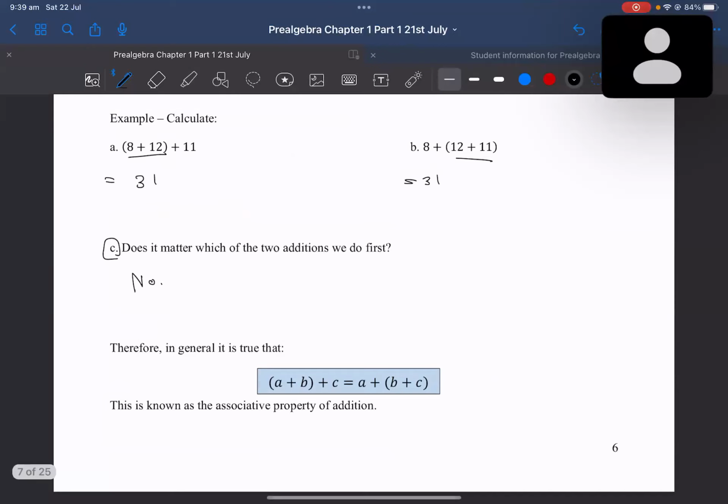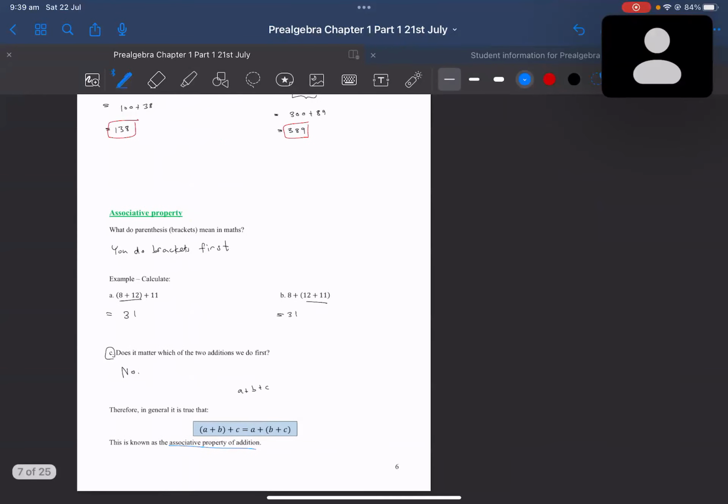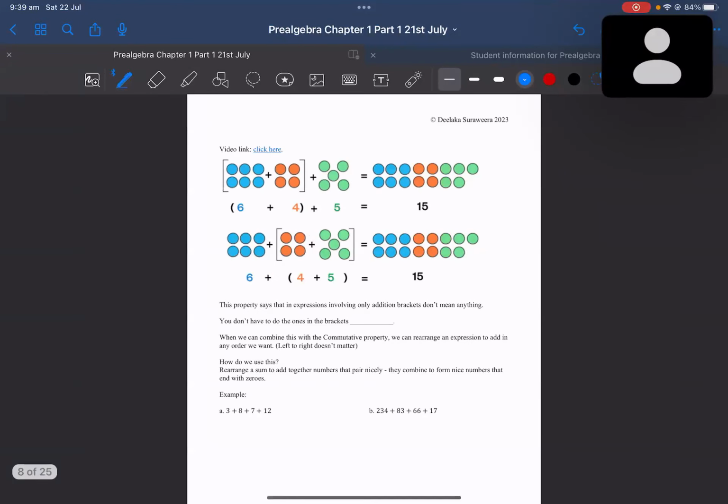And this is true in general: if you have three additions, A plus B plus C, it doesn't matter if you do A plus B first or B plus C first. Just for addition, not for others. Sorry. So that's the associative property of addition. Right. And we're not going to watch the video because I think you guys already get the idea.